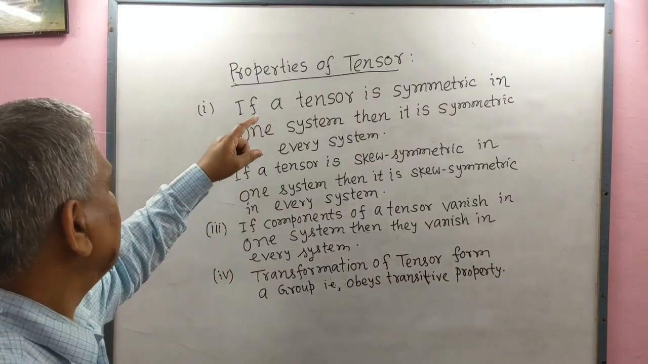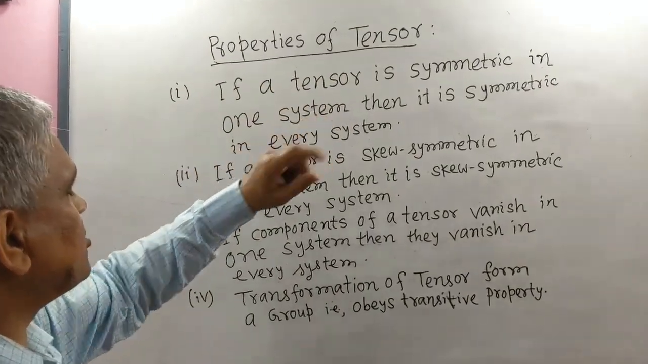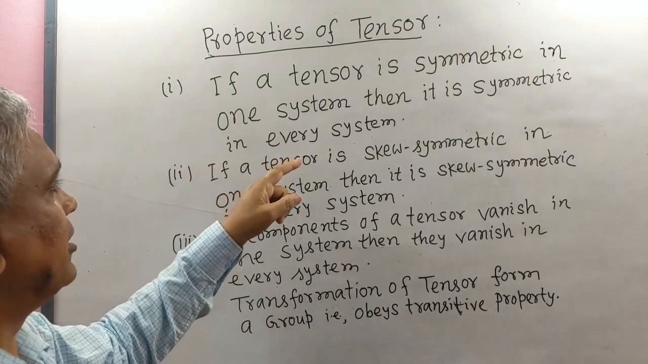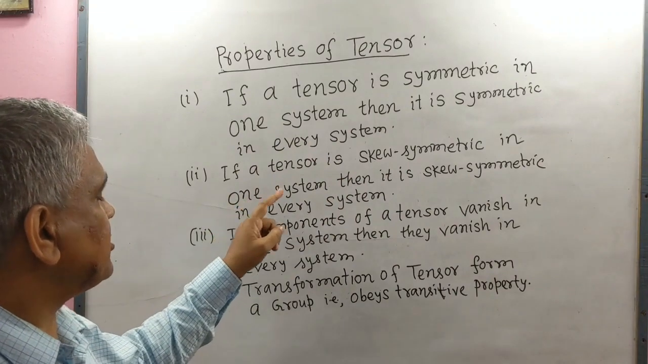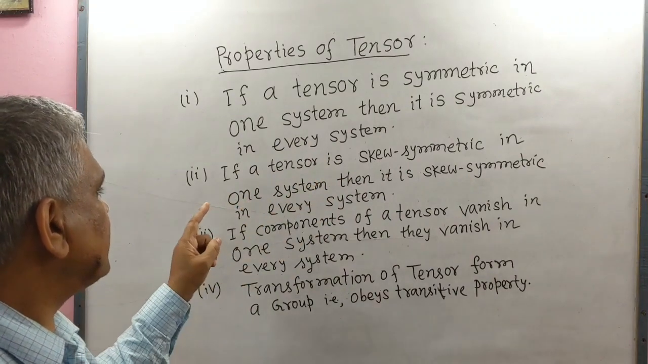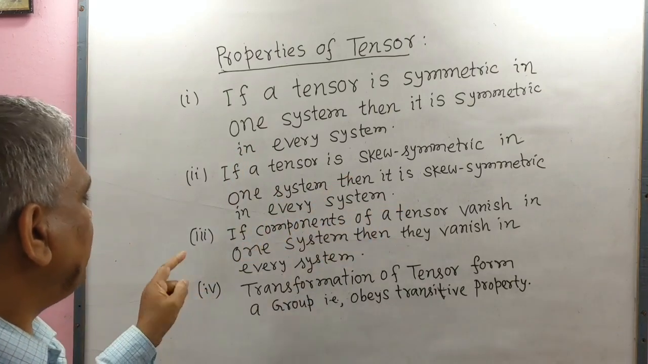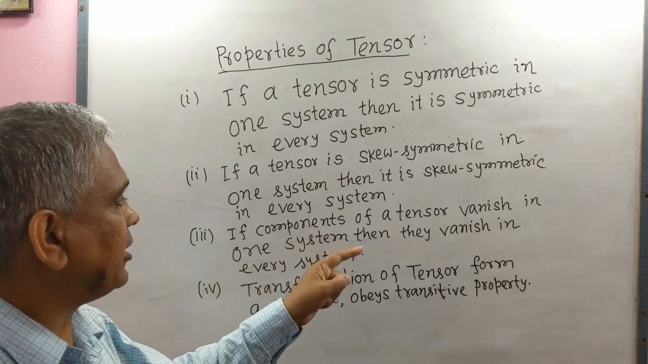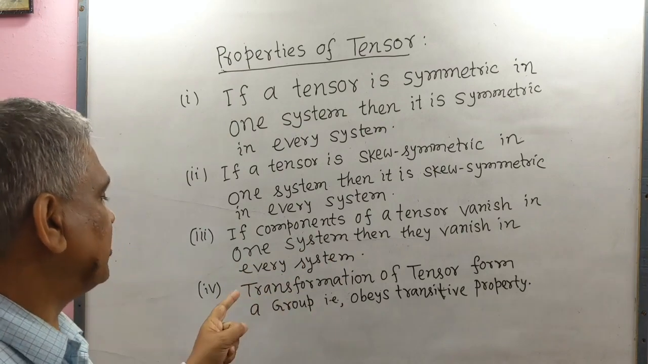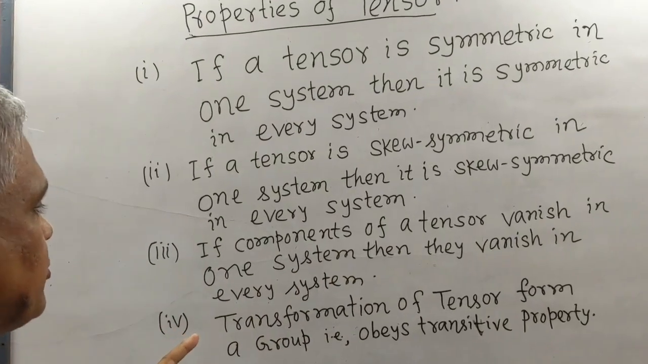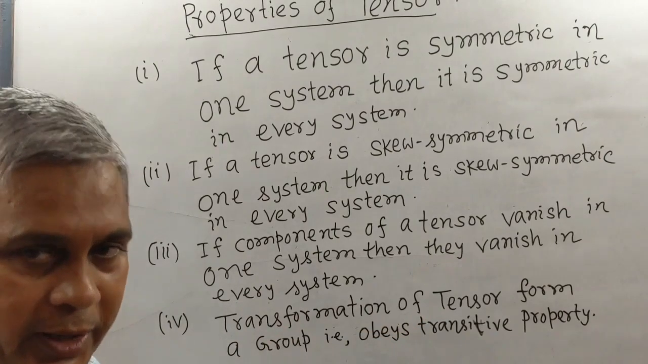Hence, we may quote the properties of tensor. Number 1, if a tensor is symmetric in one system, then it is symmetric in every system. Number 2, if a tensor is skew symmetric in one system, then it is skew symmetric in every system. Number 3, if the components of a tensor vanish in one system, then they vanish in every system. Number 4, transformation of tensor form a group, that is always transitive property.